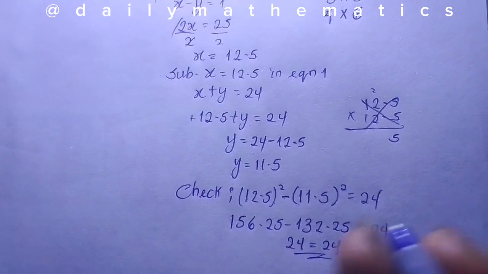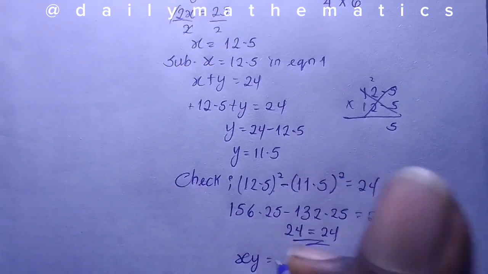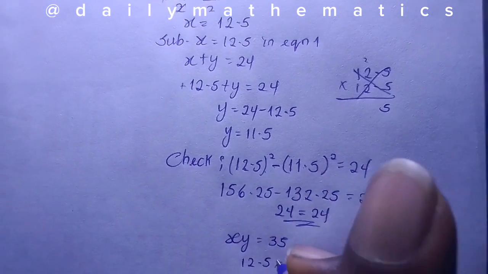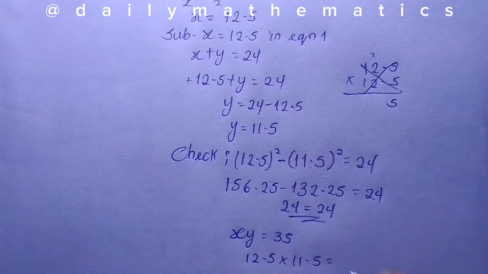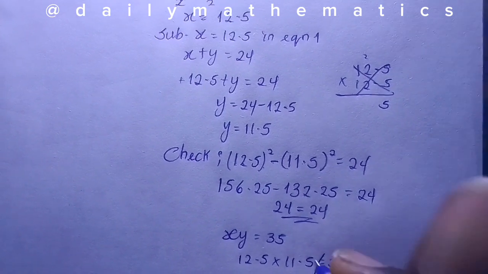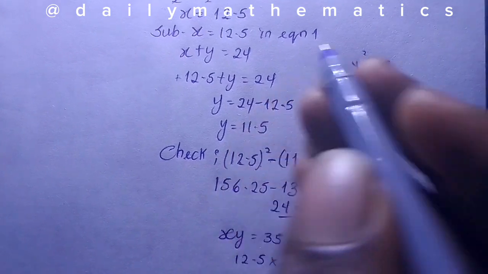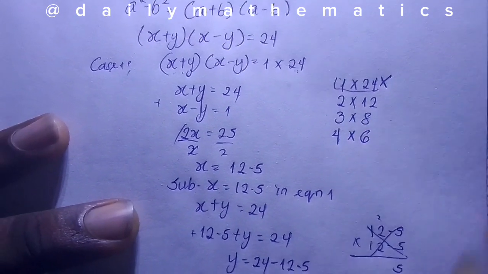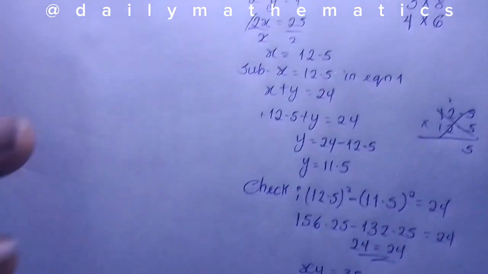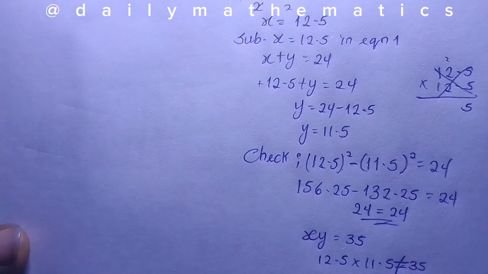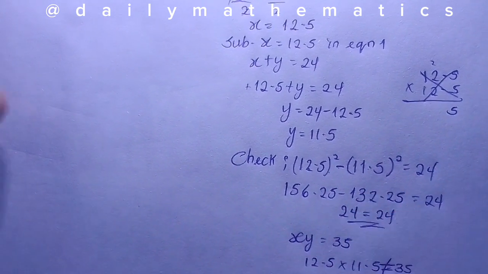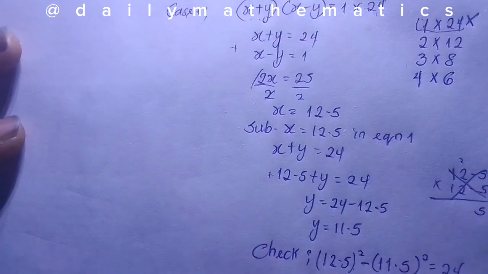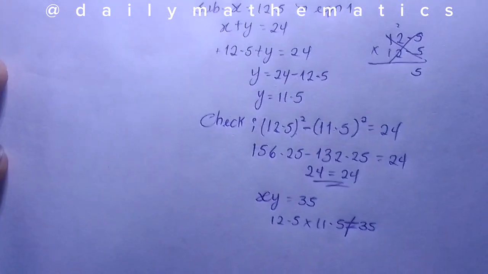For the second equation, which says xy equals 35, when we multiply 12.5 times 11.5, does it give us 35? No, it does not. So this pair of factors is cancelled out. Good. So for the second factor, we use case 2. We started case 1 here. Let's go to case 2 down here.